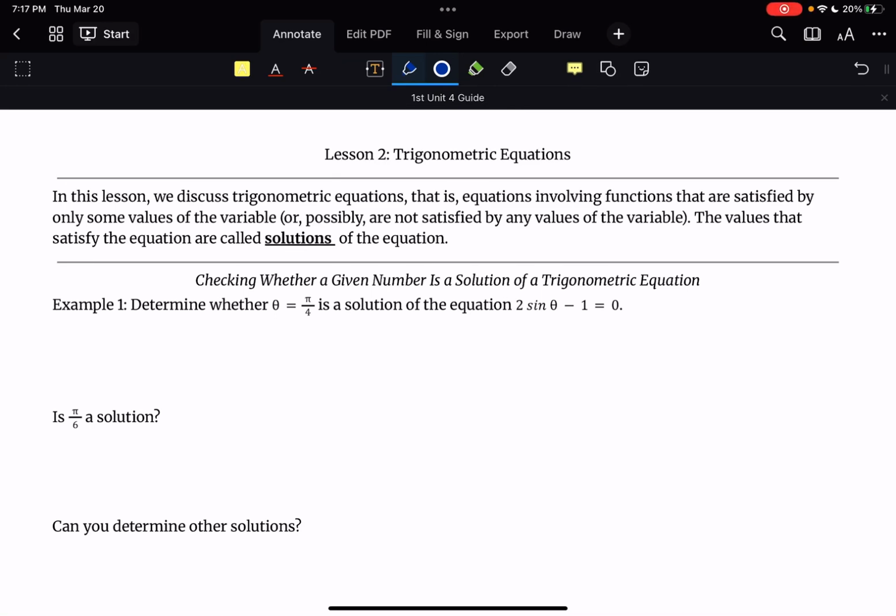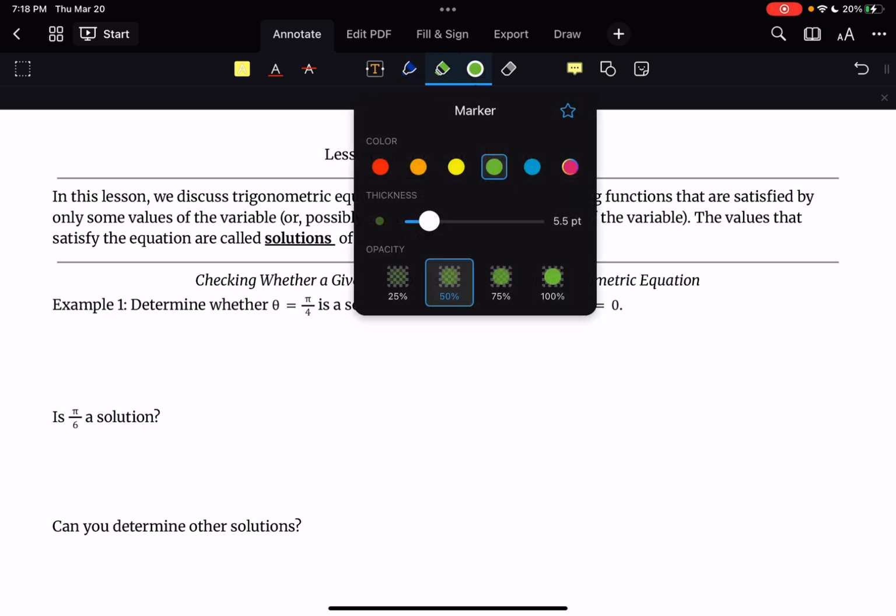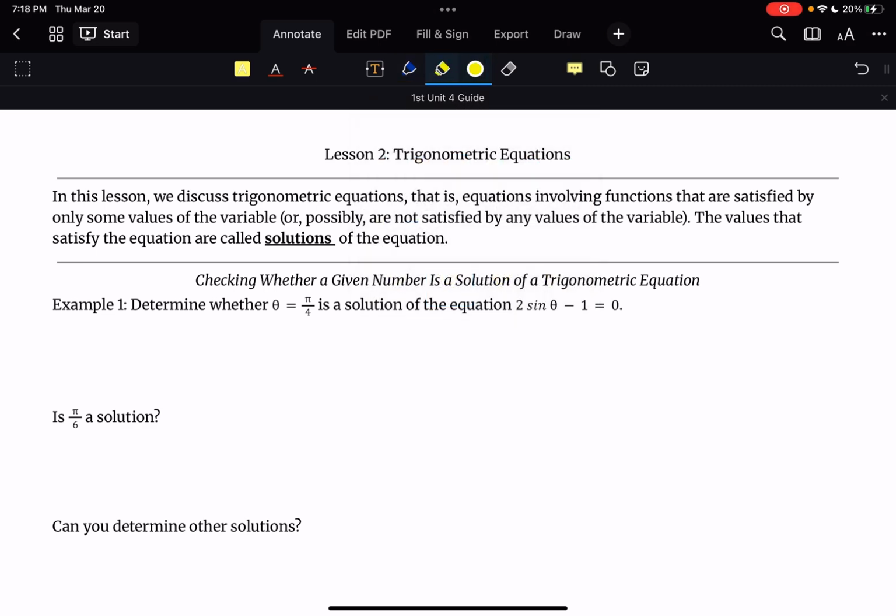Okay, so in this lesson, we're going to talk about solving trig equations. Again, a trig equation is just solving like you have in algebra classes, but now involving trigonometric functions. So the values that satisfy the equation are called the solutions. To test if something is a solution, all that we do is substitute that value in.